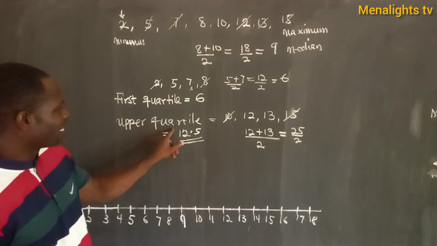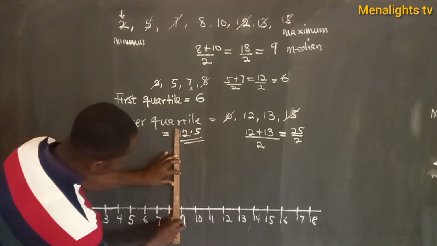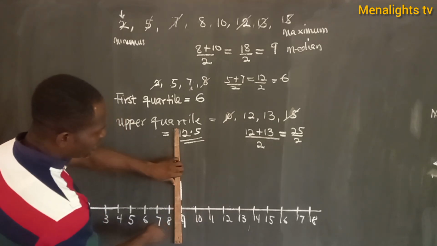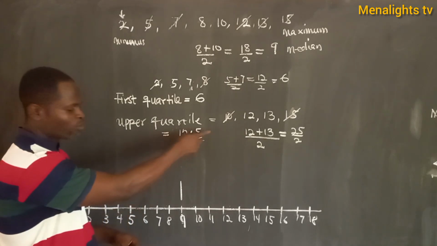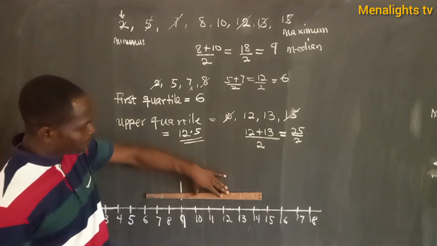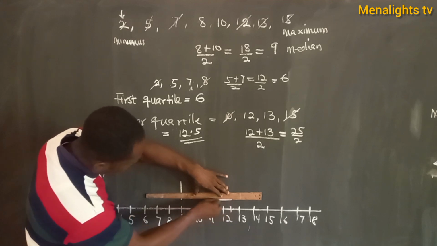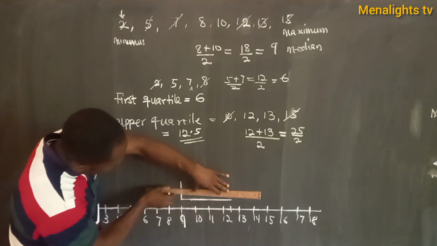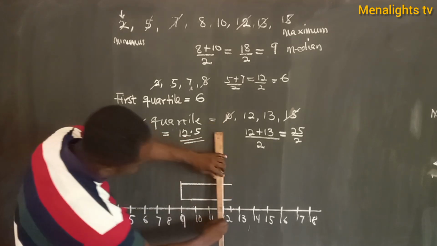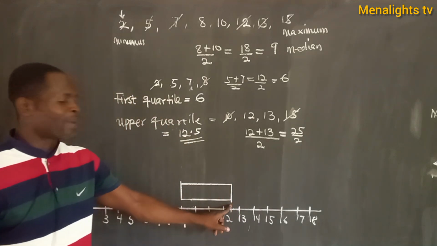Then our upper quartile here is 12.5. So we have to locate from 9 to 12.5. Our median is 9, so we start from 9. Then our upper quartile is 12.5, so we move to where the 12.5 is. The 12.5 is between 12 and 13. So I'll draw up to where we have the 12.5. That's our 12.5 there. Then from there we join.